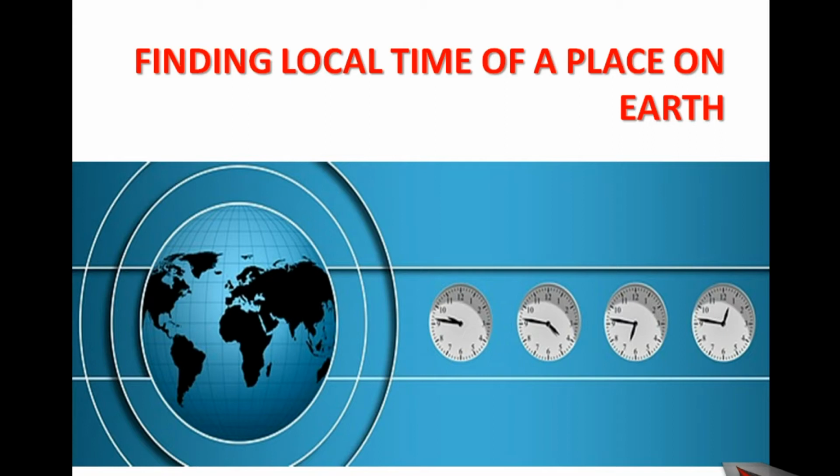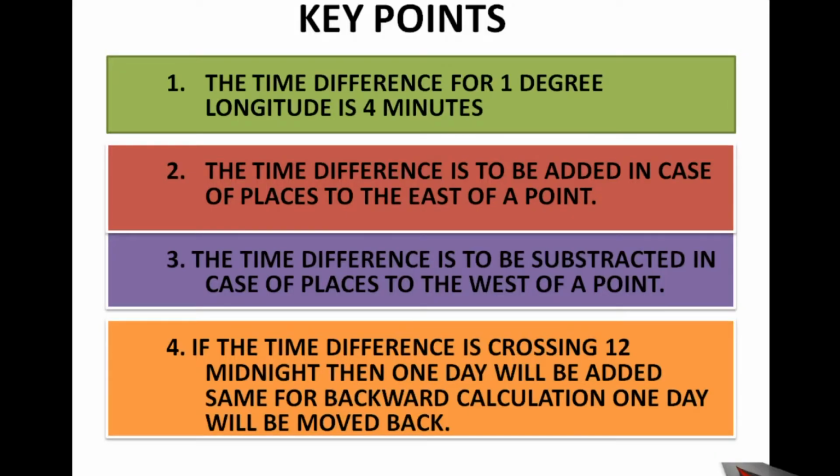As we already know, the local time of a particular place is different from that of other places. What is the local time of Kolkata? Half an hour ahead is the local time of Bangladesh. So, the local time varies as per the longitudinal difference.